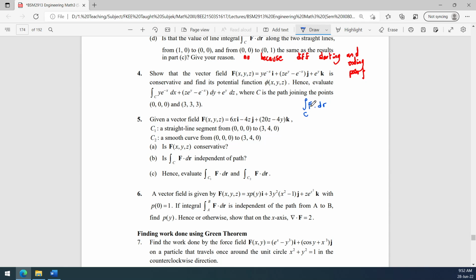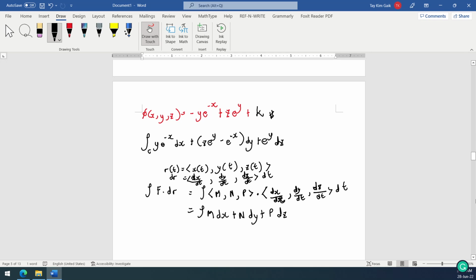Only in this question, they do not give f dot dr, they give m dx. So m is component i here. This is m dx, this is n dy, this is p dz. So f dot dr is equivalent to the line integral of the differential form, which is the integral of m dx plus n dy plus p dz. Hence we will use the potential function phi. If you want to do it along the path joining 0 0 0 to 3 3 3, then you need to get the parametric equation. Since we obtained the potential function phi already, we might as well use it to evaluate the line integral here.